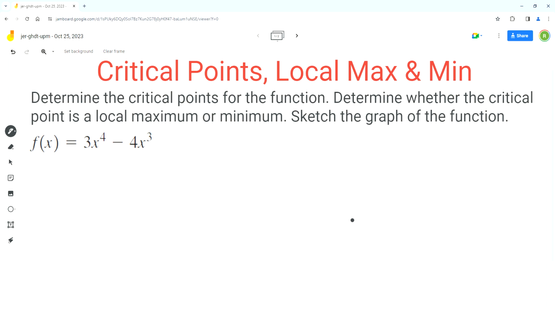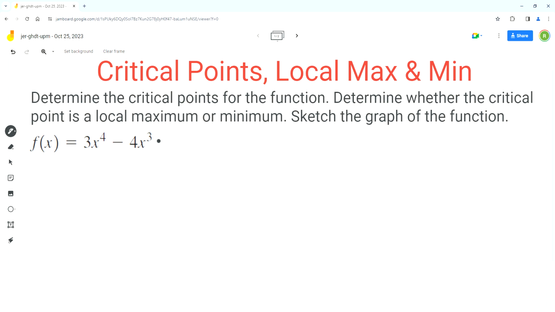So in this video, we'll solve this problem using the concepts of derivatives. As per the problem, determine the critical points for the function, determine whether each critical point is a local maximum or minimum, and sketch the graph of the function. We are given the function f(x) = 3x^4 - 4x^3. So let's start with the critical points.